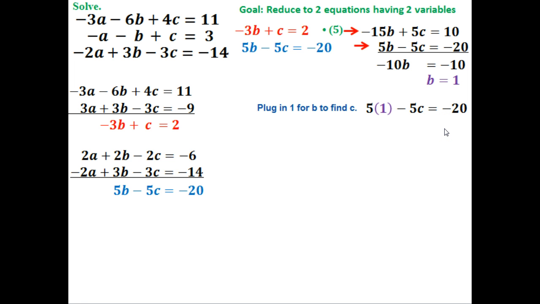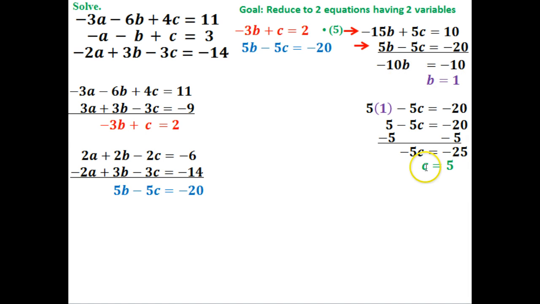So now I'm just going to simplify this one and solve it for c. So 5 times 1 just gives me 5. 5 minus 5c equals negative 20. I'm going to move my 5 over to the other side. I'm going to subtract 5 from both sides. If I do that, then I end up with negative 5c equals negative 25. So now I'm going to divide both sides by negative 5 to get my c all by itself. And if I do that, I find out that c equals 5. So now I'm sitting pretty good. I know my b value and I know my c value.